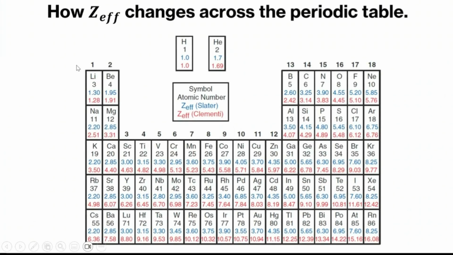I'll show you. You can see with these Slater values, let's look at group 1 for example. Lithium's effective nuclear charge is 1.30, sodium is 2.20, and then from sodium it's just 2.20, 2.20, and so on. So that's something that you need to watch out for, especially.